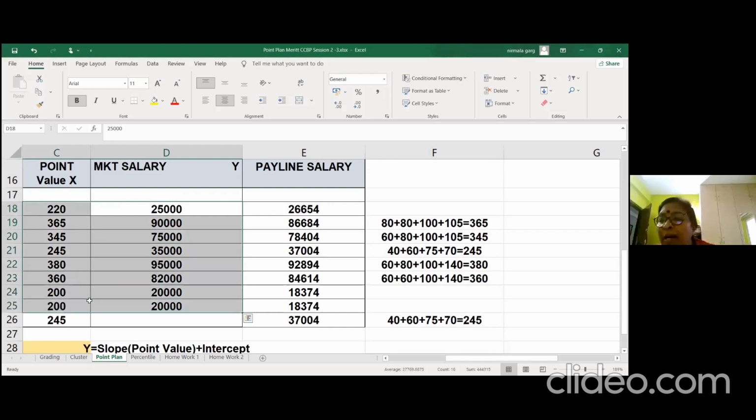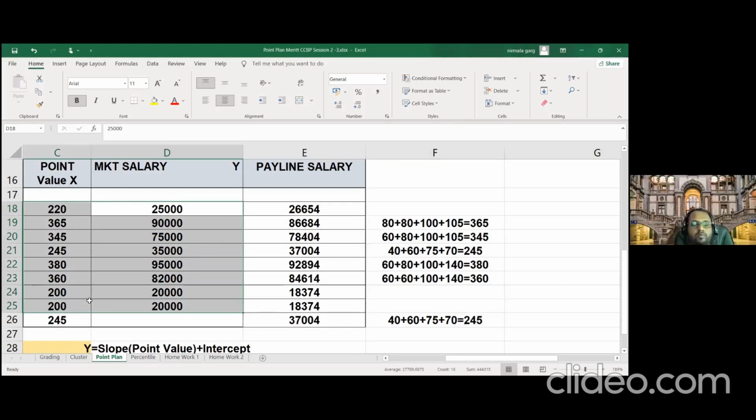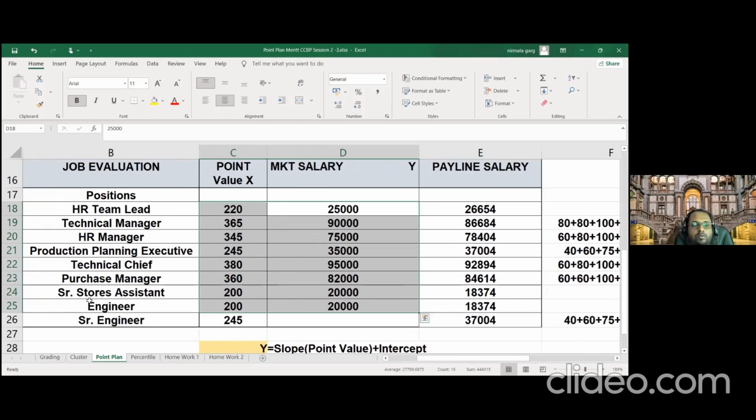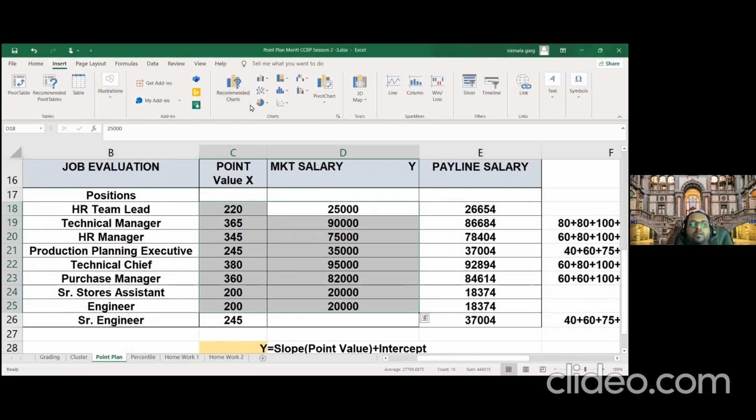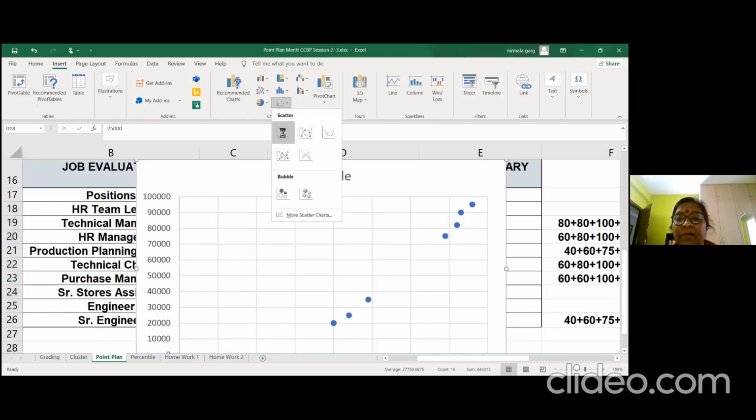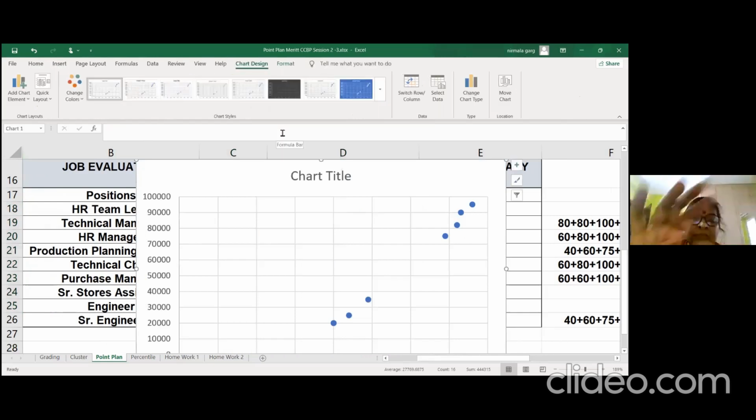Can you see what I'm doing? Yes. Okay. Now what will I do? I will go to insert, and then I will go to chart, then I'll go to scatter. Are you able to see? This blue color is what the job points are.